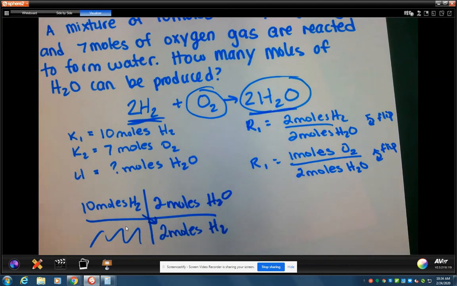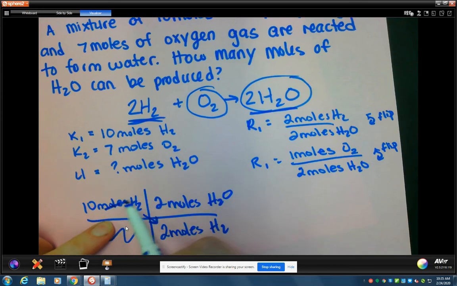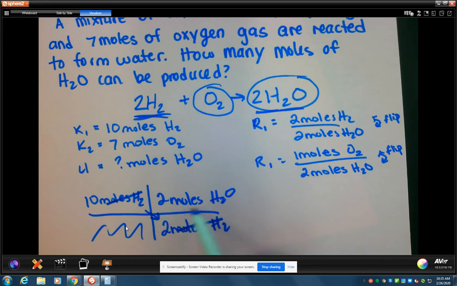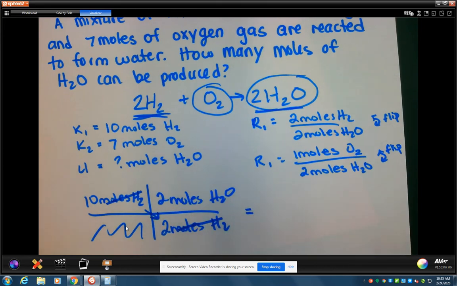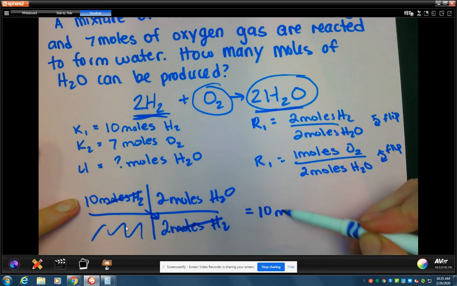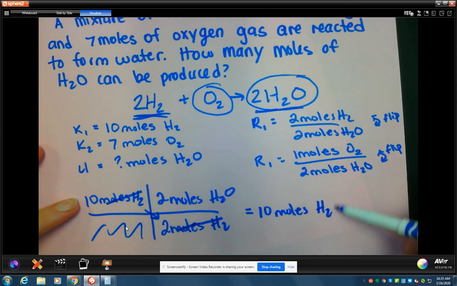Now, just like in math class, if you take x divided by x, it cancels out. Well, mole H2 divided by mole H2, the units cancel out. Not the numbers, just the units, leaving you with this unit on top, which means that's going to be the unit in our answer. So we have 10 moles of H2O because 10 times 2 divided by 2 is 10.